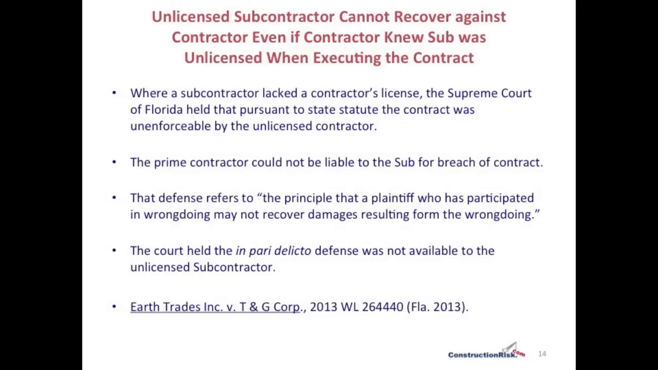In reaching that conclusion, the court cited the state statute that would impose a $5,000 penalty on somebody like a prime contractor that intentionally uses an unlicensed sub, but at the same time that law imposes a $10,000 fine on the unlicensed subcontractor and a first-degree misdemeanor for the first offense and a third-degree felony for a second offense. So the court looked at this and said clearly the law is much more draconian against the unlicensed subcontractor, showing that the sub was a greater wrongdoer. Therefore, the court refused to apply this in pari delicto defense for that unlicensed sub. This case is Earth Trades Inc. versus T&G Corporation, and I'll put up a slide with the case cite.